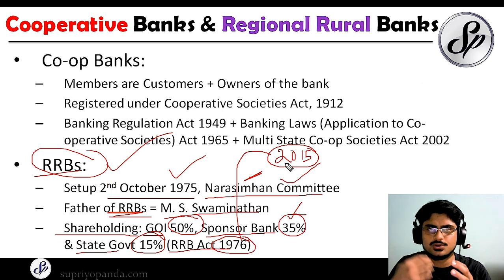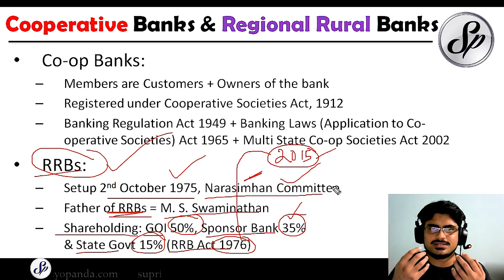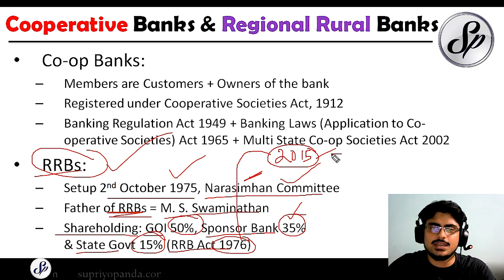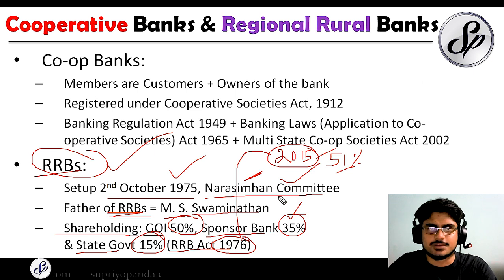So in 2015, after the amendment, what actually happened is this act was amended, and the RRBs were told that you can now get access to capital from outside as well. But there was a clause that 51% of the shareholding must be with the Centre and the sponsor bank. So the summation of the shareholding of Government of India and sponsor bank cannot fall below 51%. This is very important to remember, and that was the main amendment.